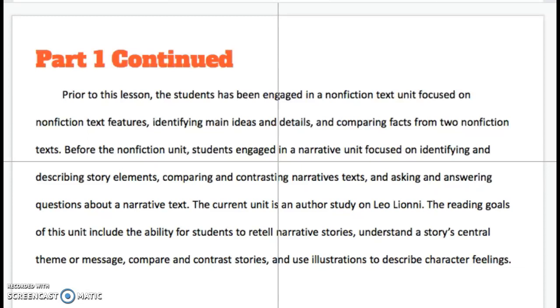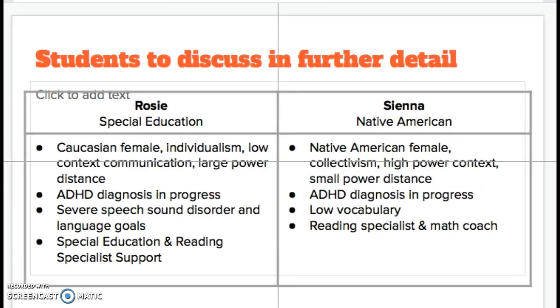This current unit is an author study on Leo Lionni. The reading goals of this unit include the ability for students to retell narrative stories, understand a story's central theme or message, compare and contrast stories, and use illustrations to describe character feelings. I selected 4 students from my classroom to discuss in further detail in this project.